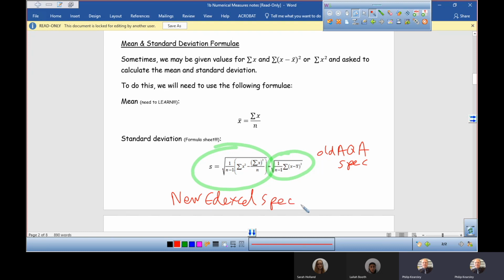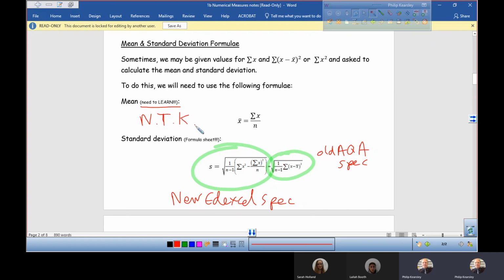Now, you've got to be careful, depending on what type of summary statistic you've been given. If it is sigma (x minus x bar) squared, you just use that and done. Students try and overcomplicate it when they're being forced to use the second one. Whereas the first one, you need to be given both sigma x and sigma x squared. Notice how sigma x also appears in the mean formula as well.